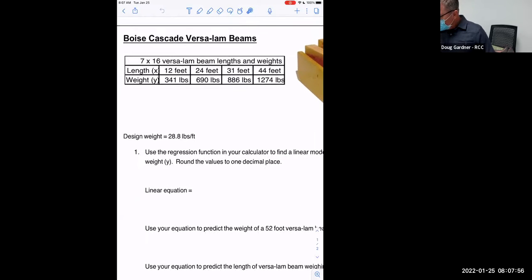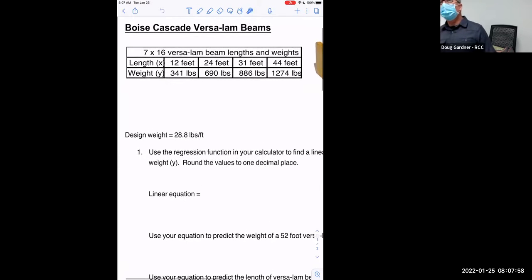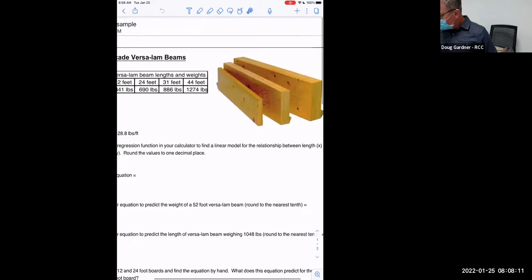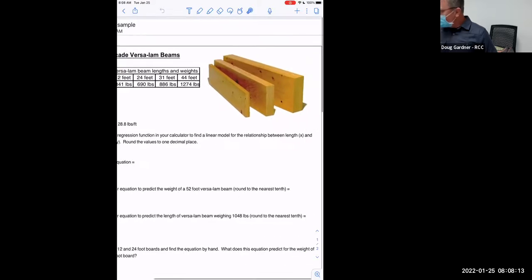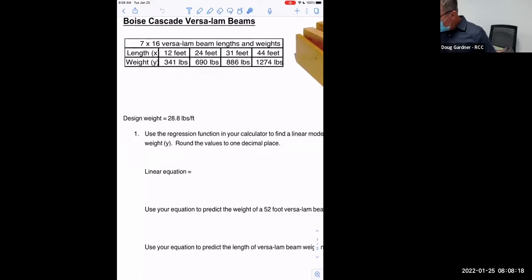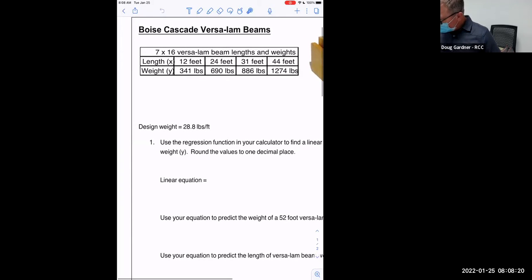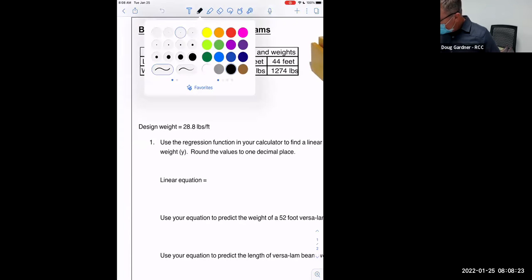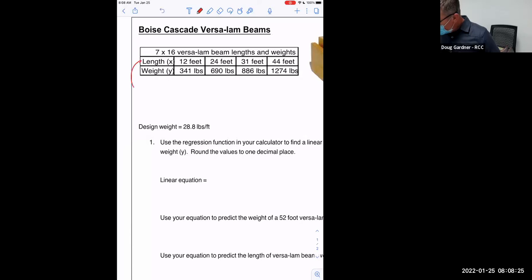I'm not giving you a copy of this, but here's a list of boards. Again, this is related to what I said the other day, lengths and weights. Here's some random data that maybe somebody would have collected about Versalam beams, which are one of the main ingredients of how a house works. What I'd like you to do, as we did yesterday, is put this into list 1 and this into list 2 of your calculator.